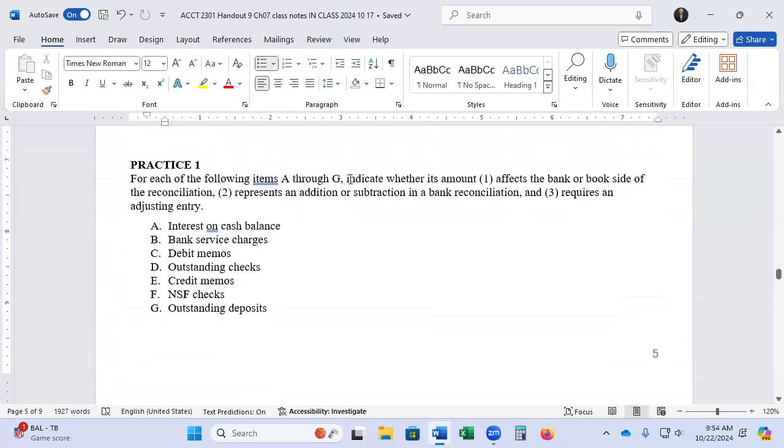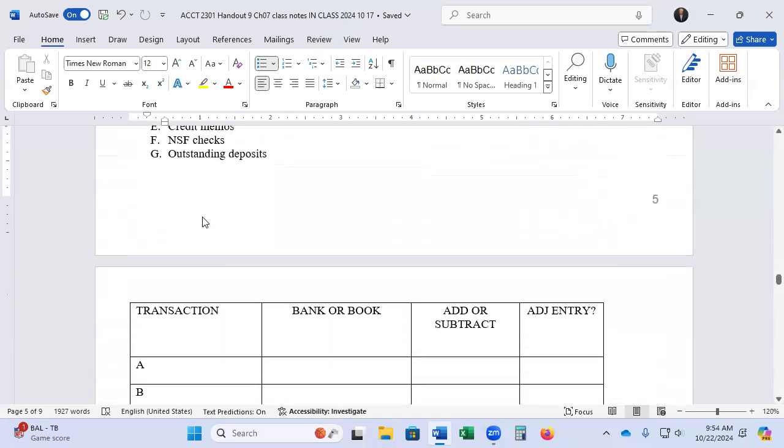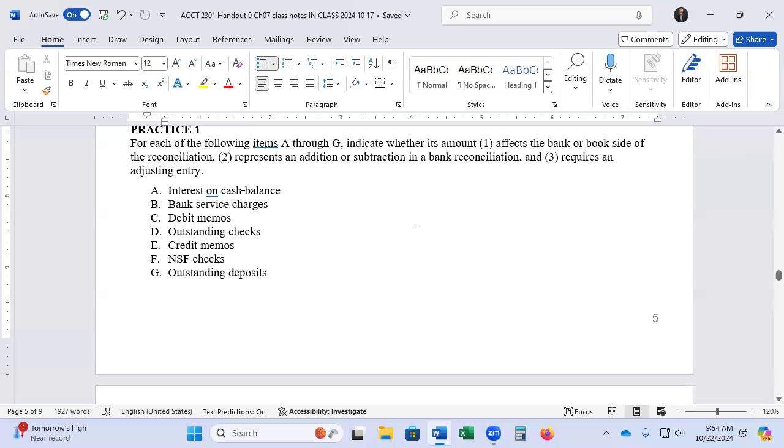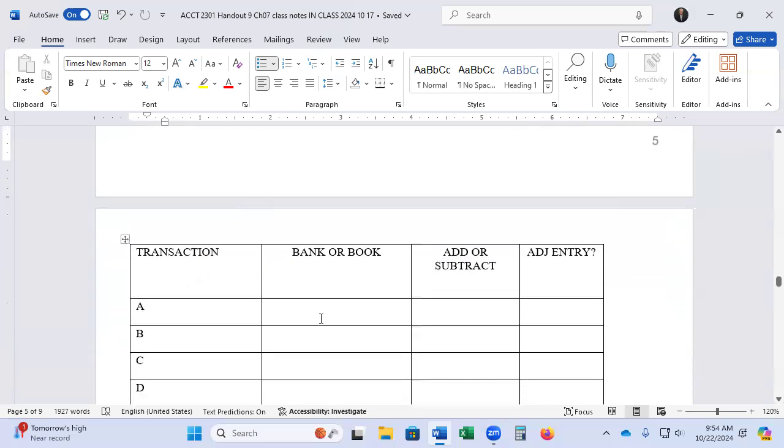So it says each of the following items A through G, indicate whether its amount affects the bank or book side of the reconciliation, represents an addition or subtraction in a bank reconciliation, and requires an adjusting entry. So the first one is interest on cash balance. So are we going to make an adjustment to the bank or to the book?